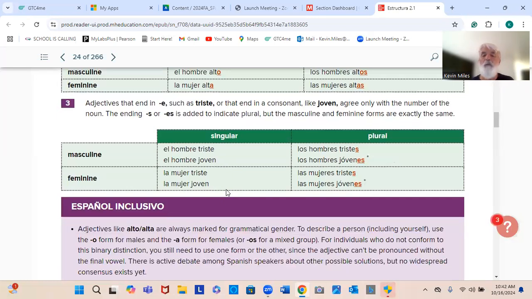But when there's a plural thing you're referring to, you have to add an S. So los hombres tristes, the sad men. Now, joven is the only one I believe we have that ends in a consonant, so you have to add an es. Los hombres jóvenes, as we learned in chapter 1. When a word ends in a consonant and you want to make it plural, you add an es ending. Normally, you add just an s, but in this case, you have to add an es. Okay, what about the sad women? Las mujeres tristes y las mujeres jóvenes.